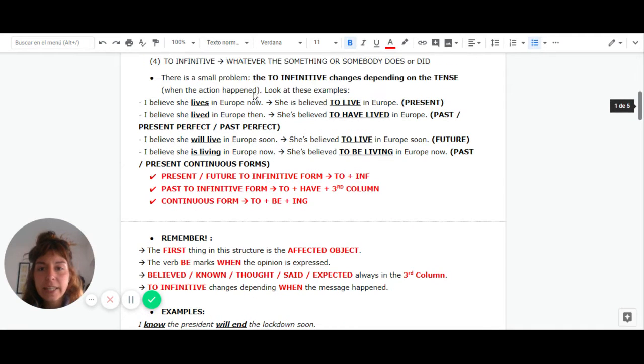I'm right here. So, the to infinitive changes depending on the tense when the action happened. Let's look at the examples. I believe she lives in Europe now. Entonces, paso por paso. Quiero cambiar esta opinión directa a una passive voice. Vamos a ver. I believe she lives in Europe.